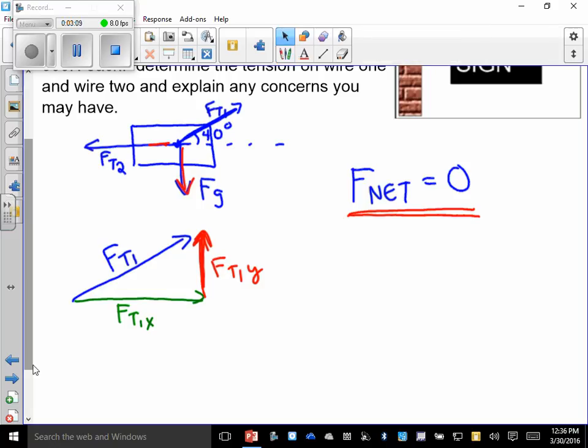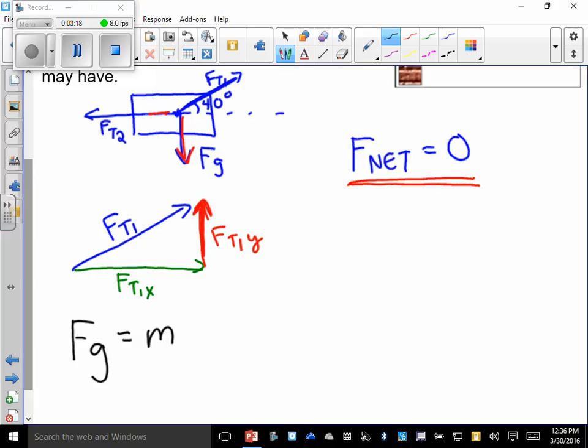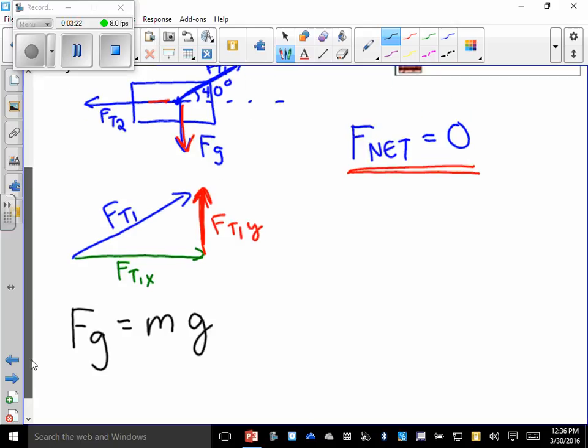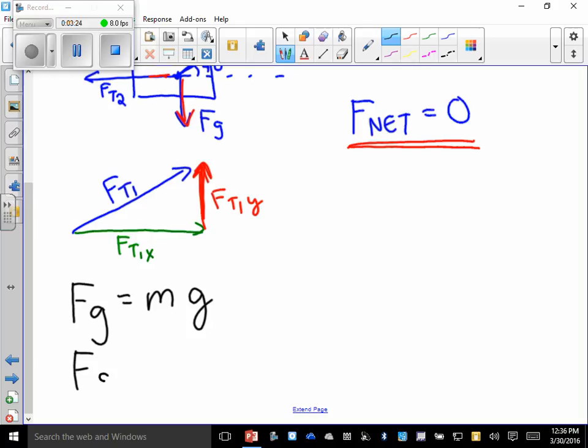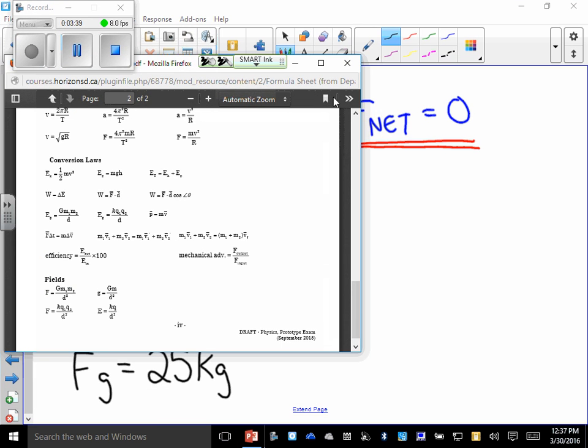Okay, so first of all, I'm going to figure out the force of gravity. What is this force of gravity? And we can figure that out. Force of gravity is equal to the mass times acceleration due to gravity. Okay, our given mass was 25 kilograms. That came from our question. Acceleration due to gravity is a constant. That constant is always, always, always found on your formula sheet.